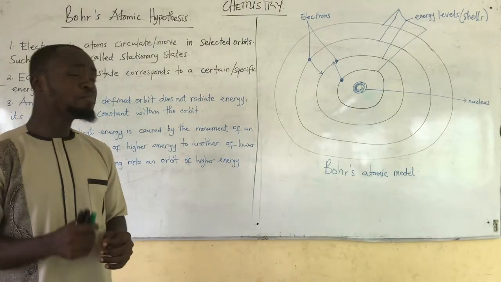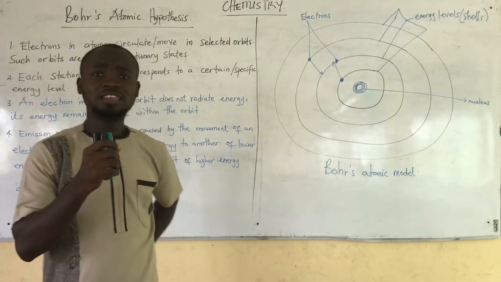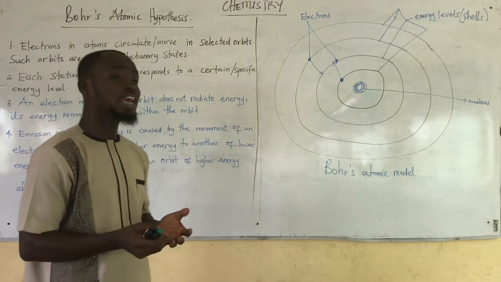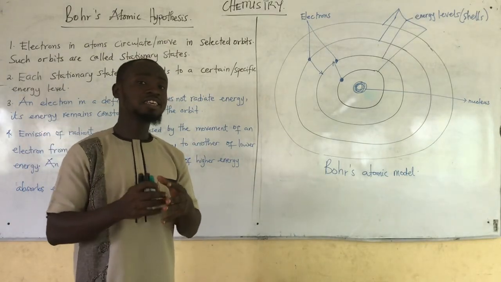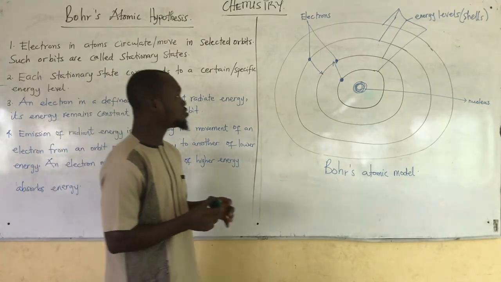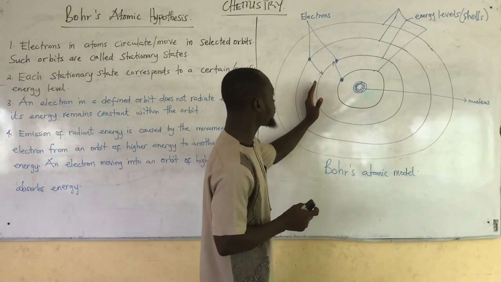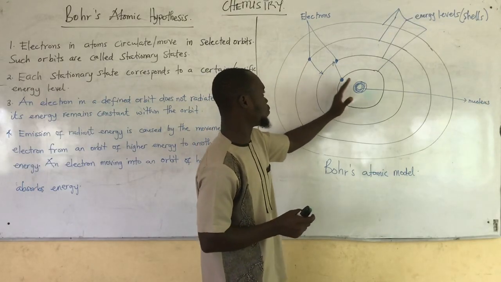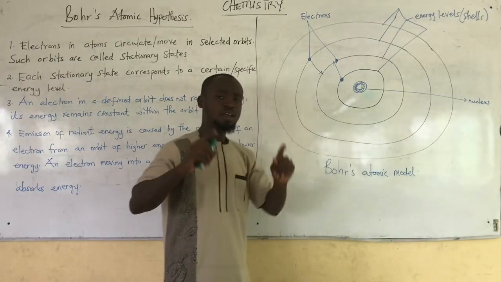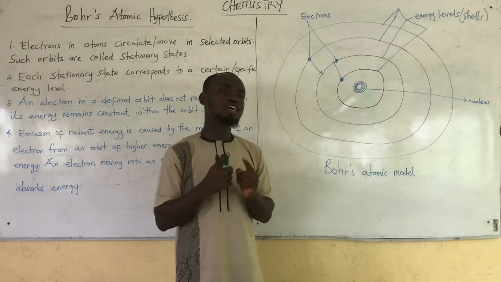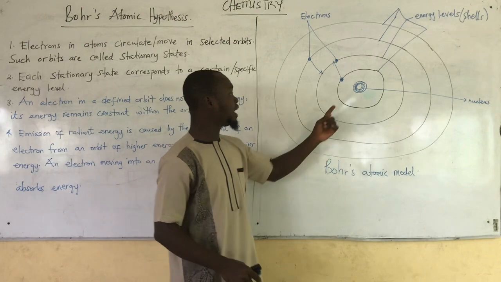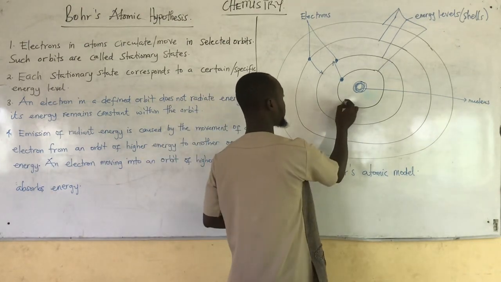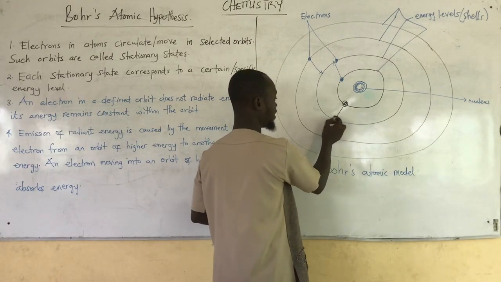So in Bohr's ideology, Bohr explained that the electrons in each energy level are quantized. Quantization here means that electrons can occupy only specific energy levels, and nothing in between. But the electrons can also transit, meaning they can move from one energy level to another energy level.